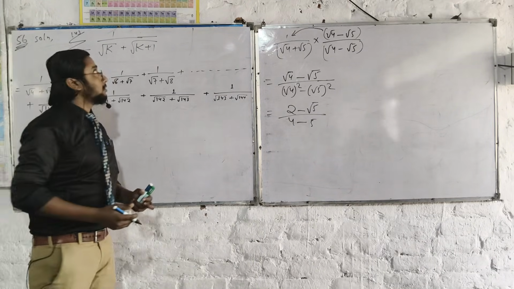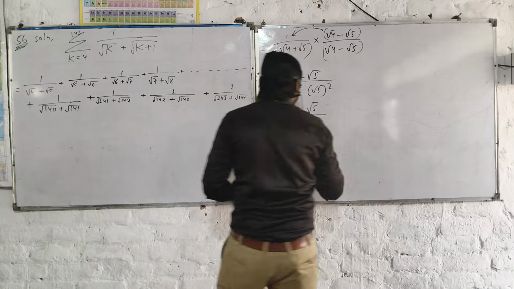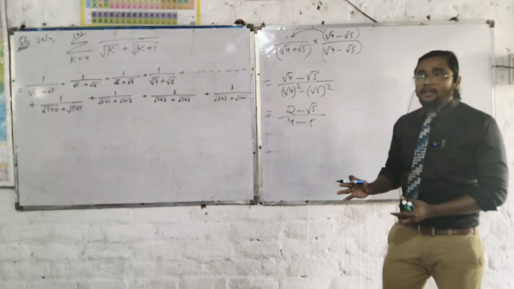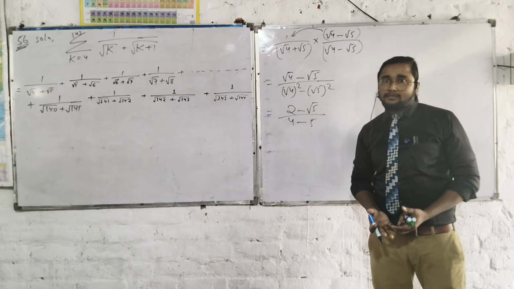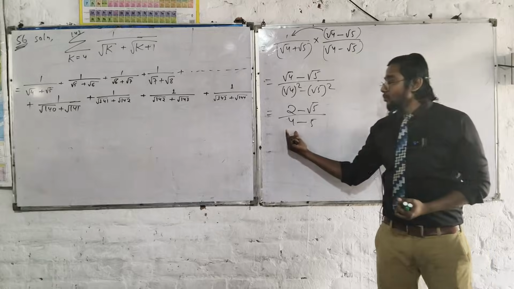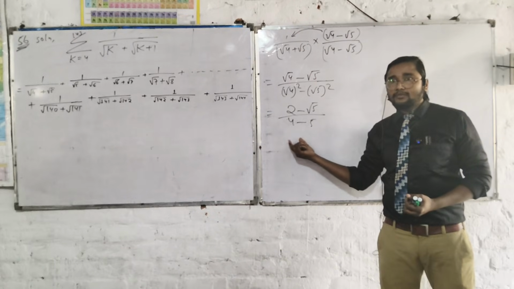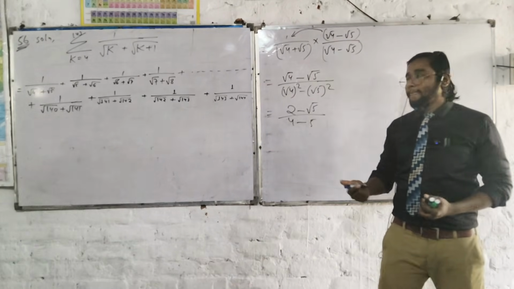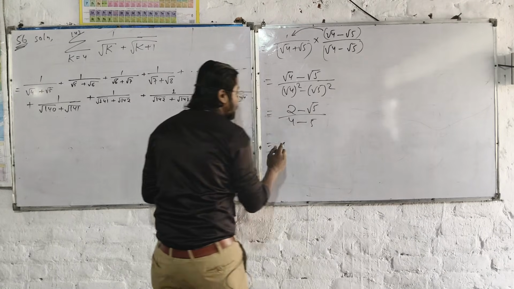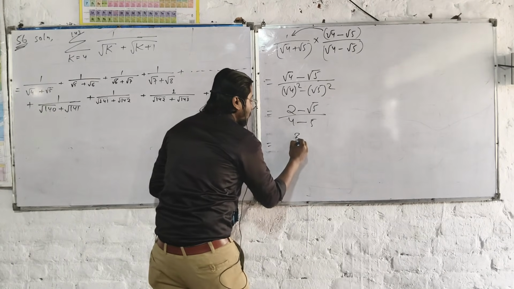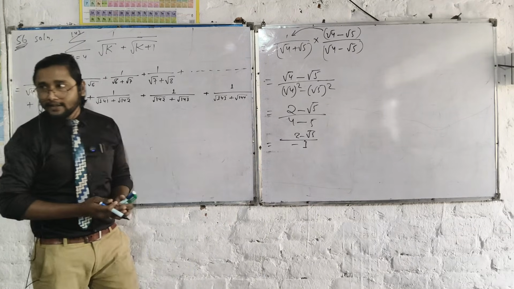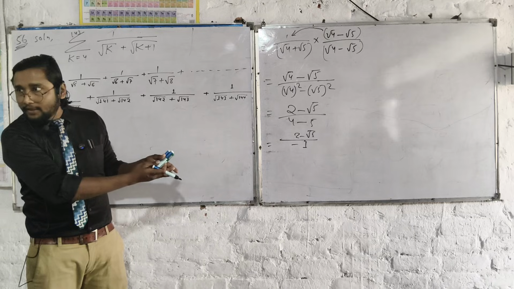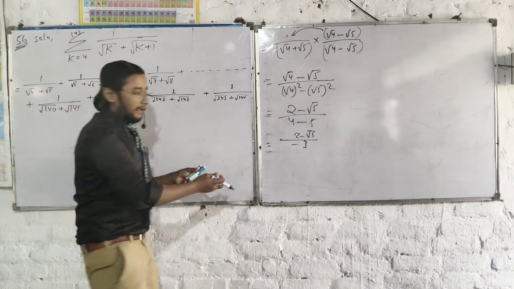Now let's see something again. In the denominator you will perhaps get a negative result, if you notice. What is this? 4 minus 5, what will you get? Minus 1. So guys, try to understand: 2 minus root 5 by minus 1. In the denominator you will get that. This is the thing.